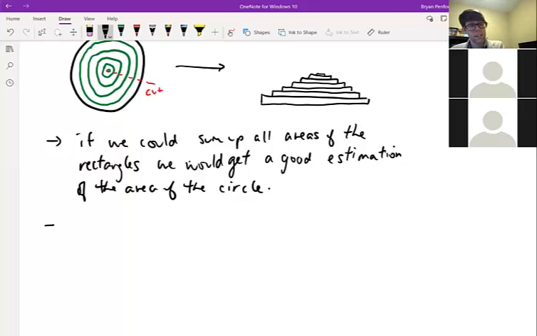Okay, let's take a look at one of those particular rings inside of the circle, and let's see if we can figure out the area of one of those particular rings.